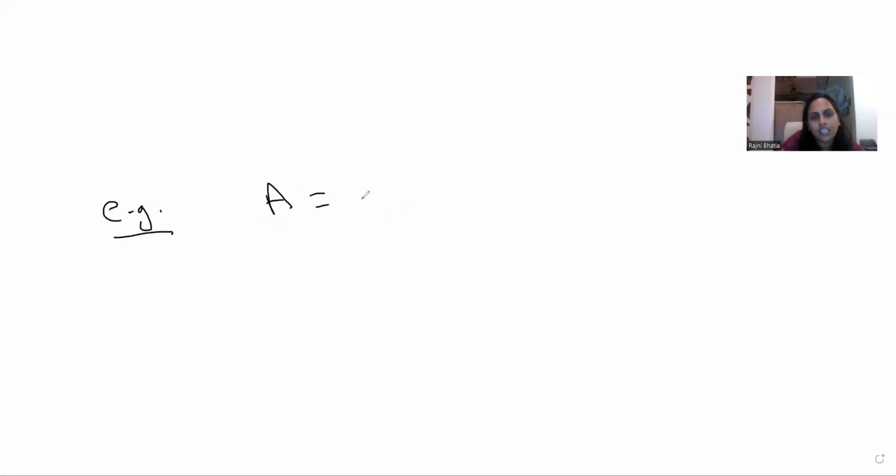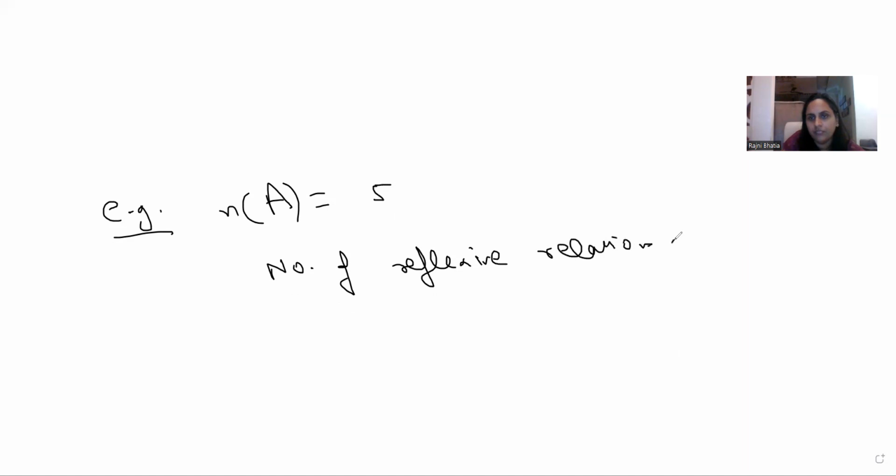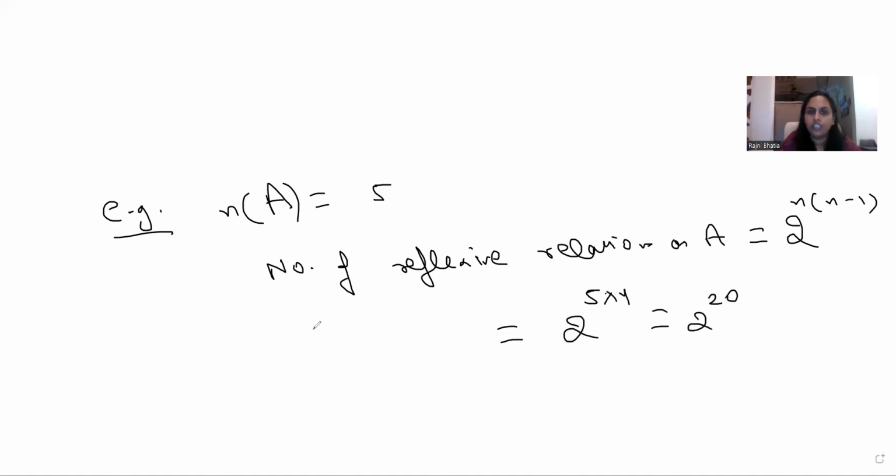Suppose set A has 5 elements. That is, the number of elements in A is 5. And if you have been asked the number of reflexive relations on A, it is given by the formula 2 raised to the power n into n minus 1. So 2 raised to the power 5 into 4, which is 2 raised to the power 20. So 2 raised to the power 20 will give me the number of reflexive relations.